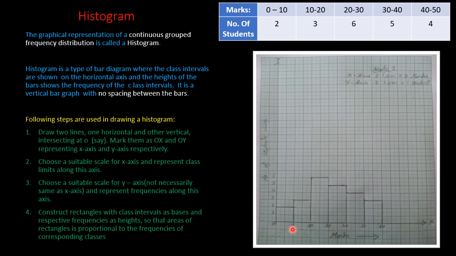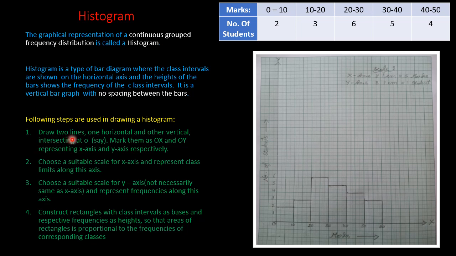So 0 to 10 is 2 centimeters. Now along the y-axis, 1 centimeter is the number 1, and it is frequency. So for one frequency, or one student, 1 centimeter shows 1 student. So these are the scales for the x-axis and y-axis we have taken for this graph. The following steps are used in drawing a histogram. Whatever points we usually follow for the graph, and whatever I have just said, are all summarized here. Okay children, let us read and understand.